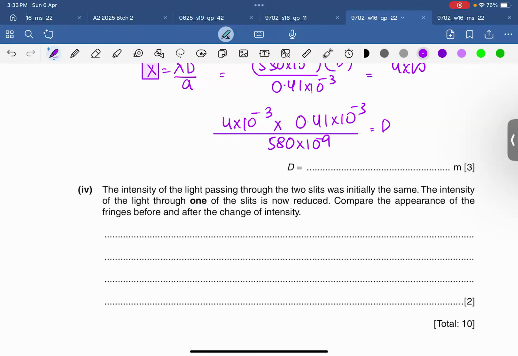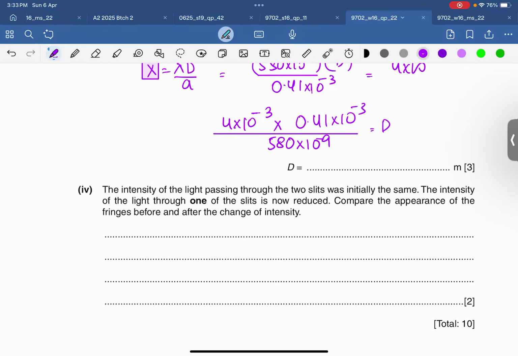Yes. What will you say? Look, if they're asking for the appearance, you have three things to mention, okay? The first thing is the separation, okay? The second thing is the brightness, and the third thing is the darkness, okay?